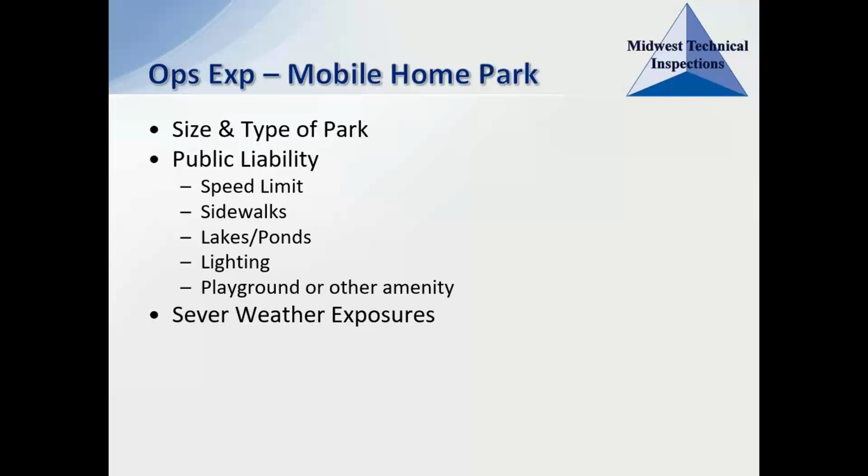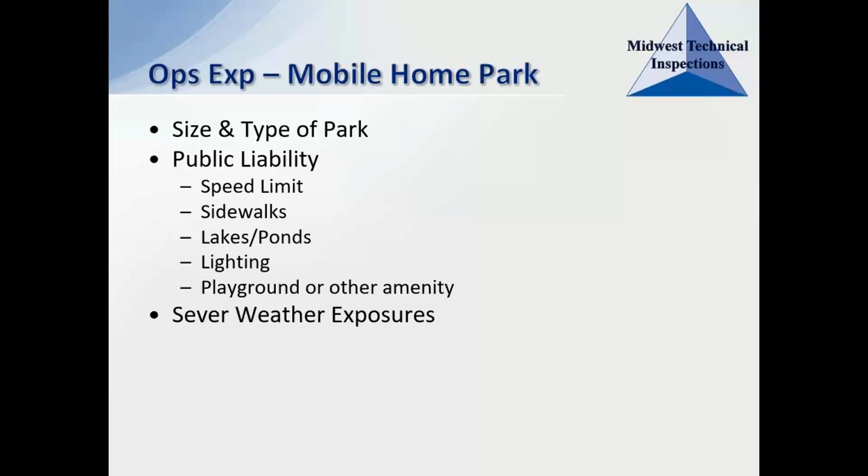Things like maybe a store or an office building on site or a maintenance shed or anything like that on the facility. And then looking at the public liability, what do they have, like a speed limit set throughout the property? Do they have sidewalks? Or a lot of times with these mobile home parks, you'll see that it's just the roads and people are walking on the roads, same roads that people are driving on.